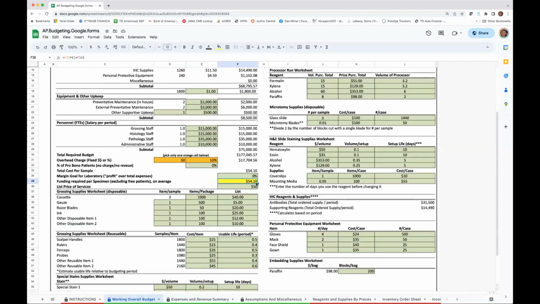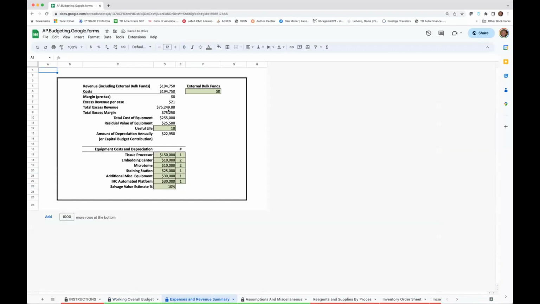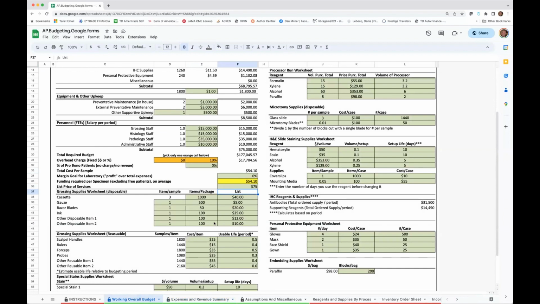Let's say the opposite though is the case. Let's say you're charging a flat fee of $75. Now you should have this excess revenue of $75,000 coming in. Where is that money going? Is it being reinvested in the lab? Is it allowing you to expand services, et cetera? So you can definitely use a flat fee. That's where you would put it. And then you can look at that.